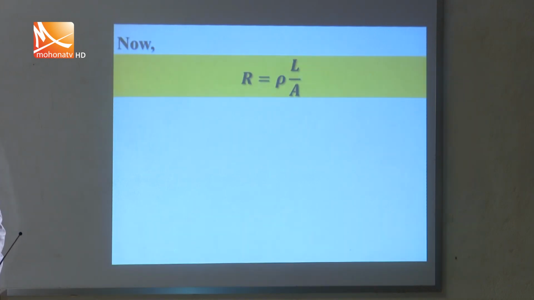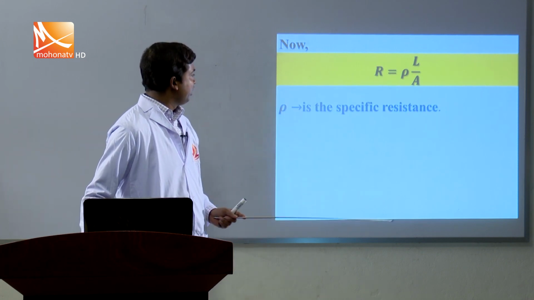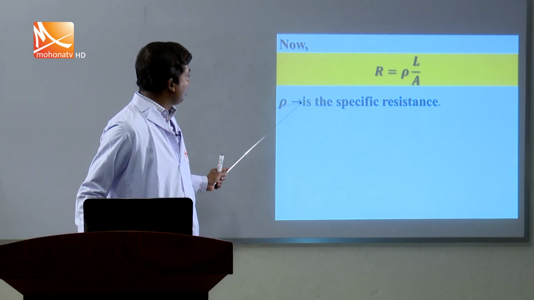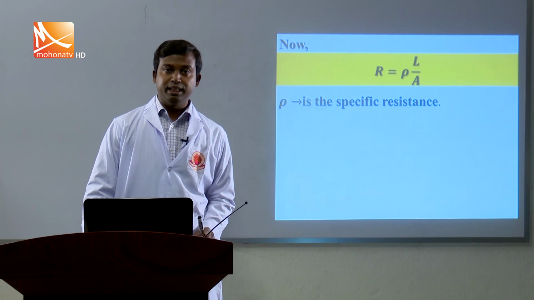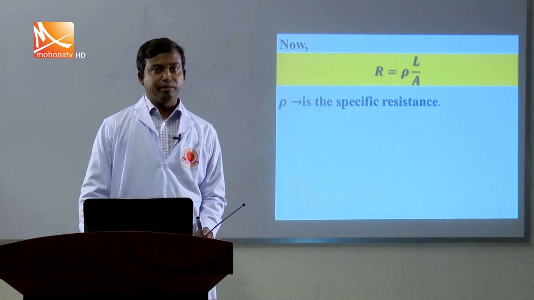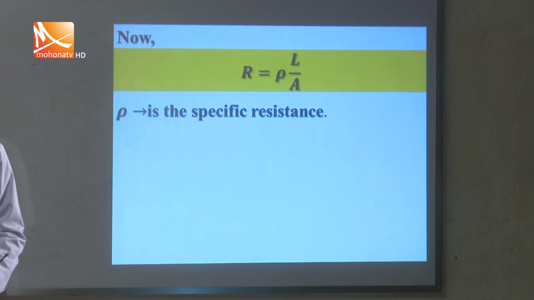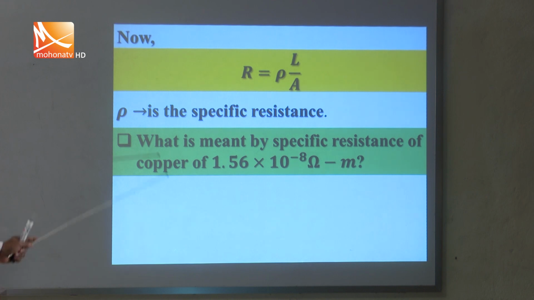The constant is nothing but rho, where rho is the specific resistance of the conductor. Basically, rho differs for different materials having the same length and cross-section area at a particular temperature. So, rho describes the property of the material. Now, what does rho basically mean? That is the specific resistance.